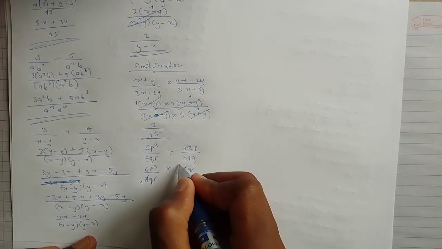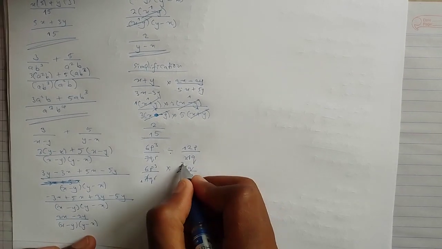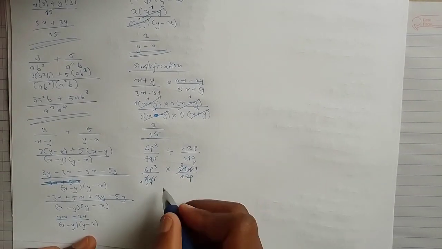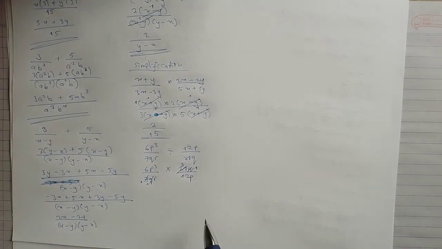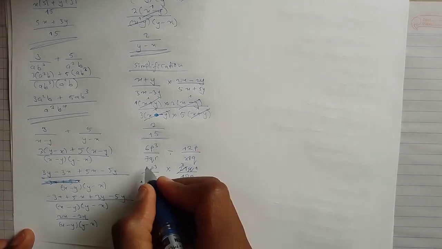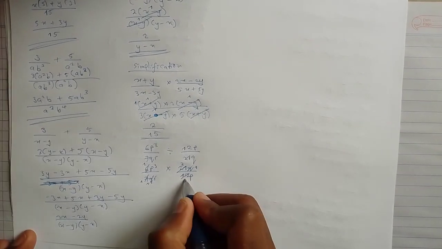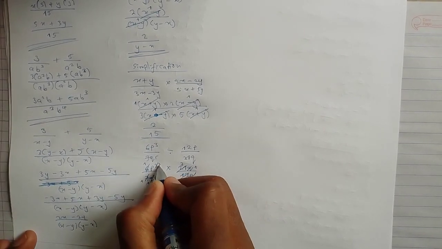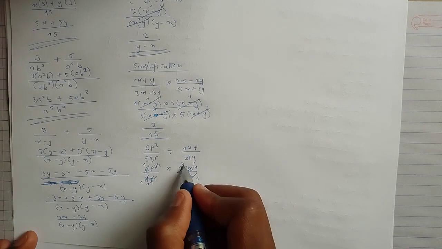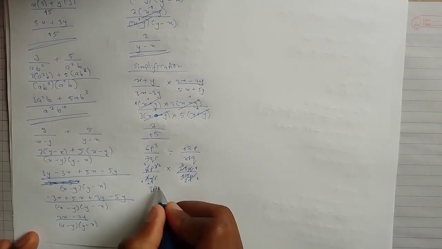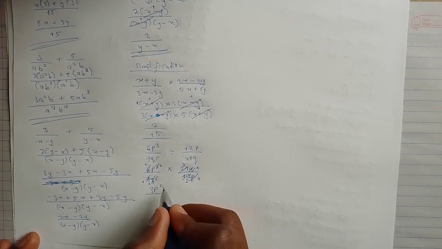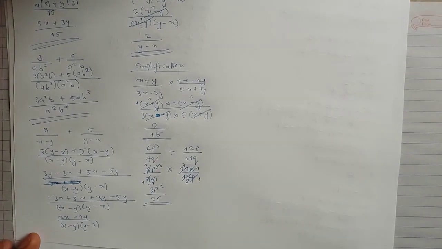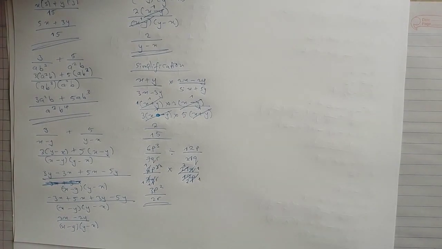7 can go into 21 without leaving a remainder how many times? 3 times. Then q can go into q 1 time. You are doing these things in the opposites, the alternate sides. Then 6 can go into 6 1 time. 6 can go into 12 2 times. p can go into p 1 time. p can go into p to the power 3, p squared times. Then we say 3 times p squared, it's 3p squared divided by 1 times r, which is 2r. Then we have simplified this expression.